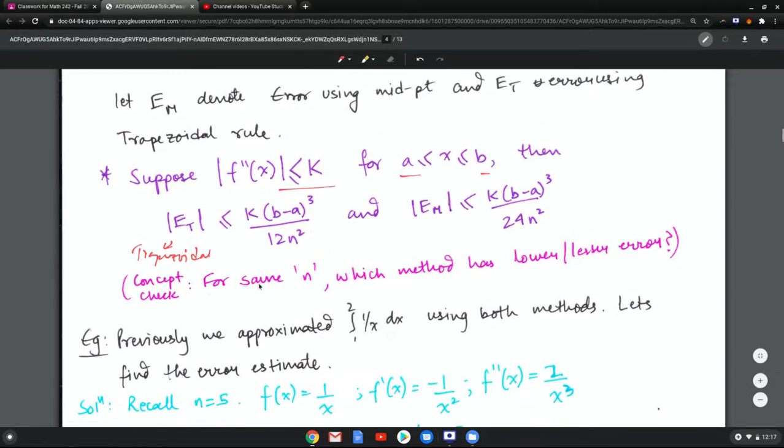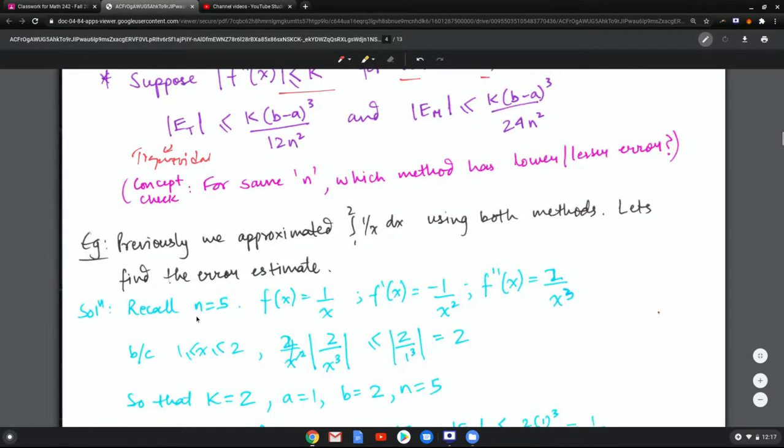So let's answer that question with this example. We approximated the integral of 1 over x from 1 to 2 using both methods. Let's find the error estimate. In this problem we were using n equals 5. f of x is 1 over x. Finding the derivative gives me negative 1 over x squared. The second derivative is 2 over x cubed. Now our goal is to find an upper bound for this, meaning find its maximum value and see if it is finite.